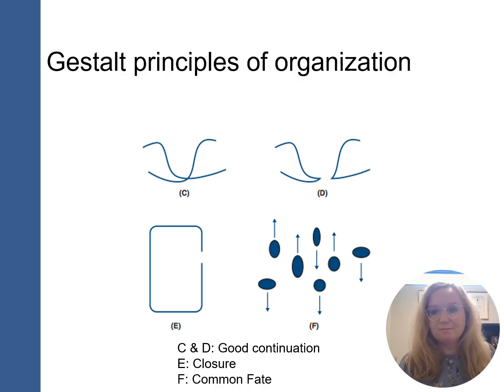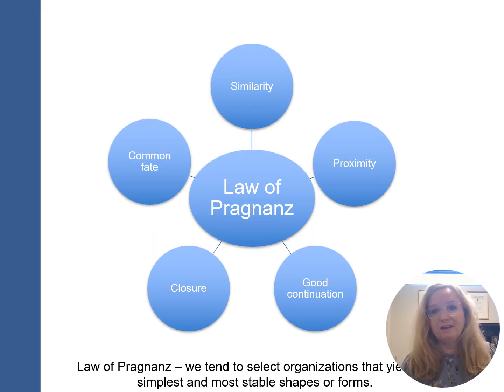Even though there's a piece of it missing or a piece of it blocked from view, you would think of that as a whole object. Also, common fate. If you see objects moving in certain directions, so in F, some objects are moving to the top and some objects are moving to the bottom. You think of those objects that are moving together as having common fate.